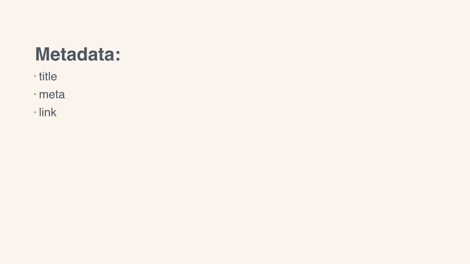Now, with your metadata that is included in the head section, you're going to be working with these three elements primarily. You have the title, where you set the title for the web page, and that will appear in the tab that your web page is being viewed through. You have the meta element, which allows you to provide all kinds of extra information about your web page. And then you have the link element, which allows you to create links between this document and other types of documents, like CSS style sheets, for example.